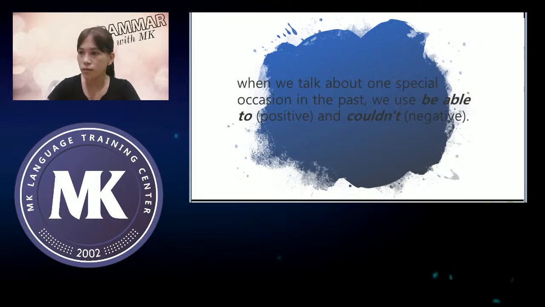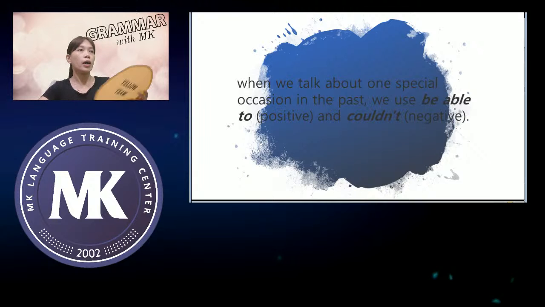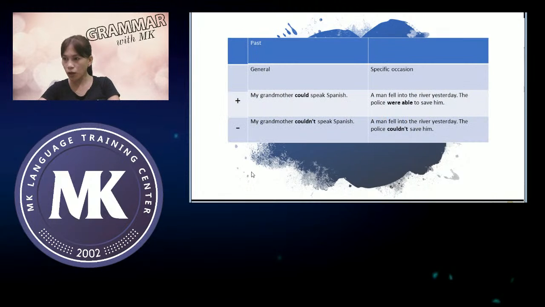Okay. Next, when we talk about special occasions in the past, we use be able to as positive and couldn't as negative. I will explain it to you in this example. So past as a general form, my grandmother could speak Spanish. So this is the past tense of can, right? And could is the past tense for general.